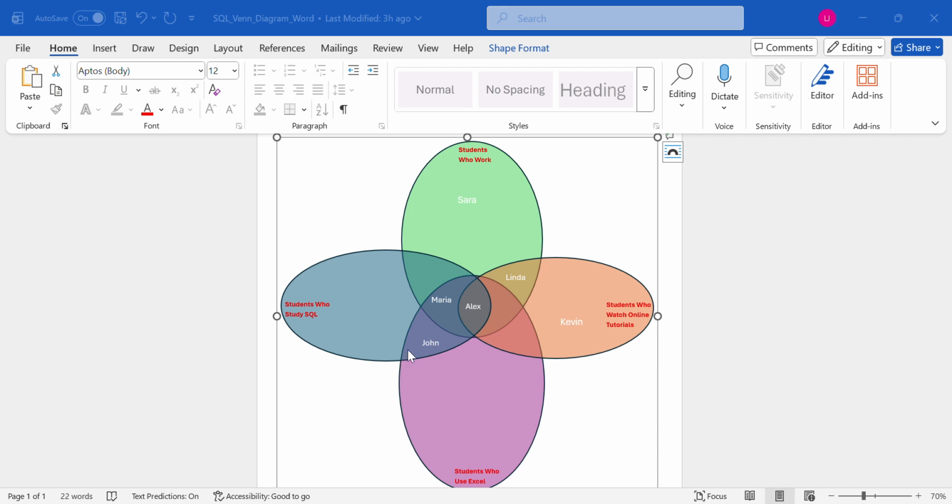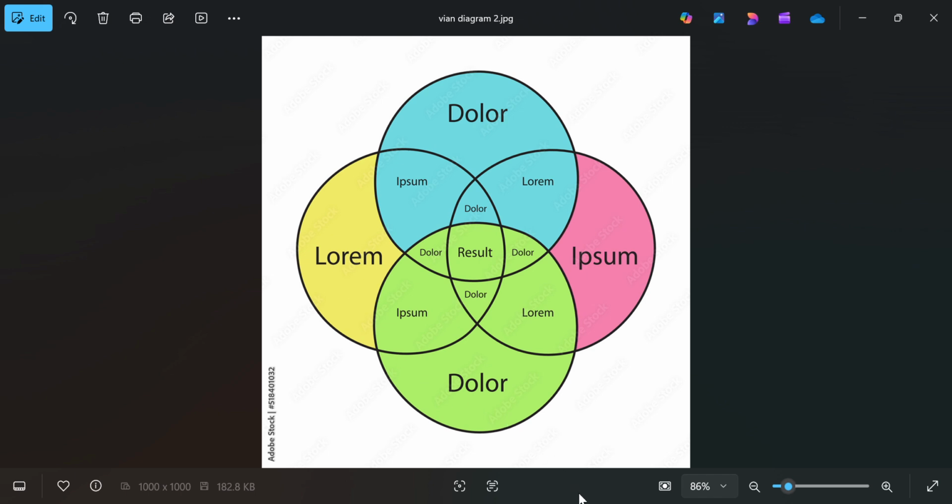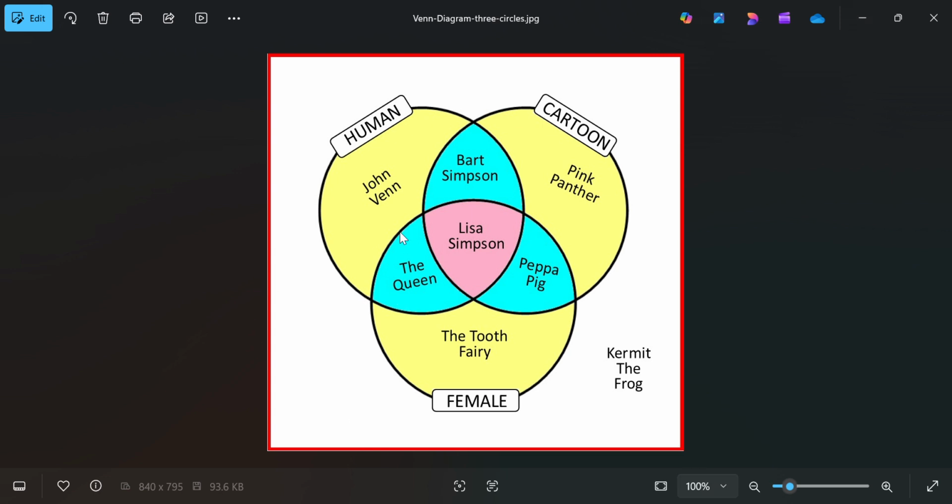So now let's look at it from the angle of SQL. This means right join. It includes everyone in the right dataset plus the matching records from the left. Let's look at the example I found online. I would rather use this other one. I have two of it. So let's look at this. This is a good example. We have the Queen and we have Bart Simpson and Pink Panther. It's a good example of what I just explained earlier.